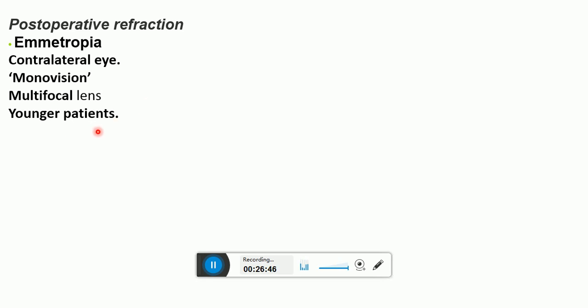The last one is younger patients. With a conventional monofocal IOL, patients younger than about 55 years need to be aware that they will experience a sudden loss of active focusing and that it will often take some time to adjust to the loss of unaided near vision. So patients younger than 55 need to be warned that active focusing will be lost after the implantation of a conventional monofocal IOL.